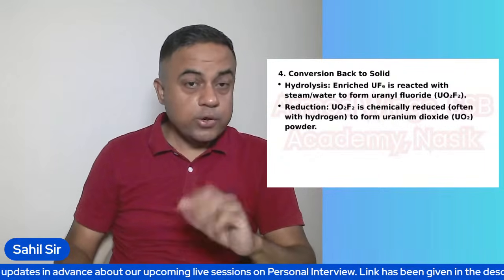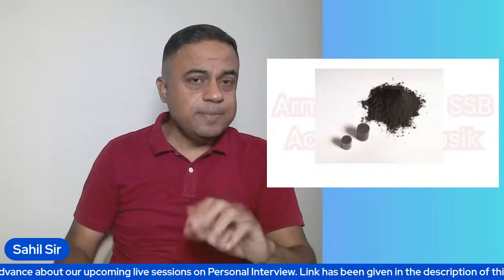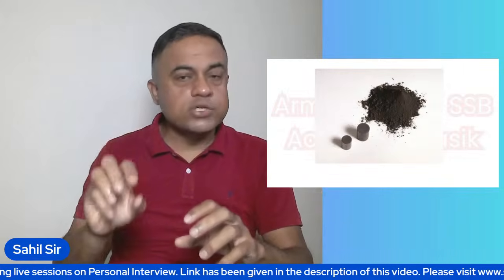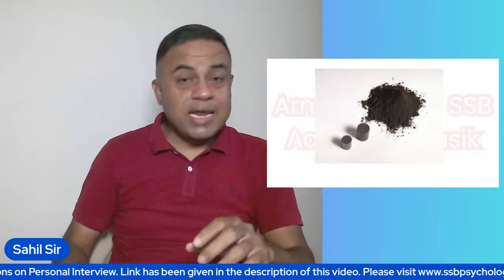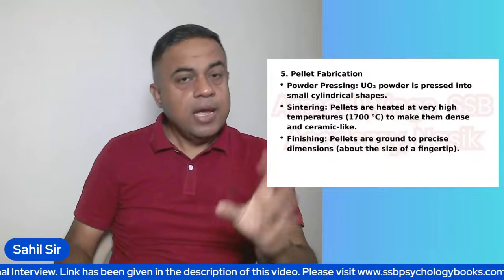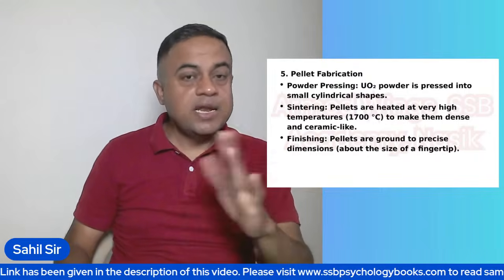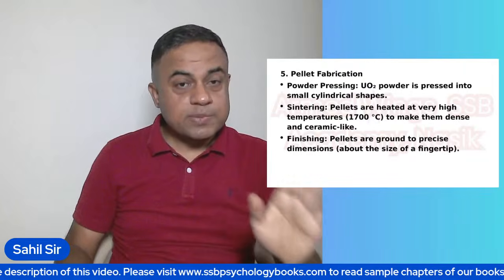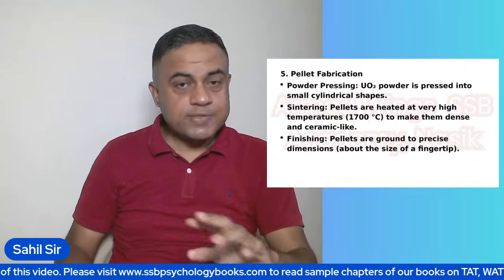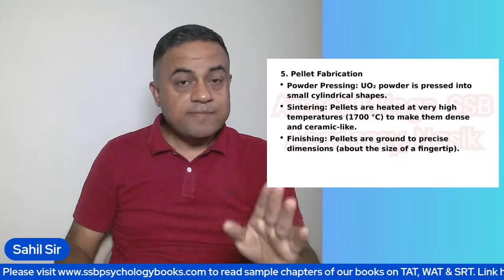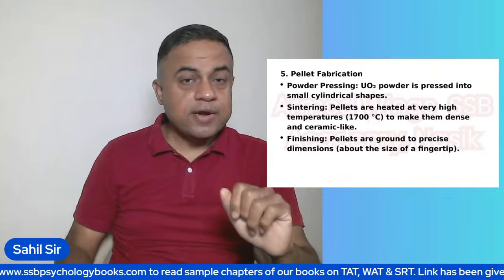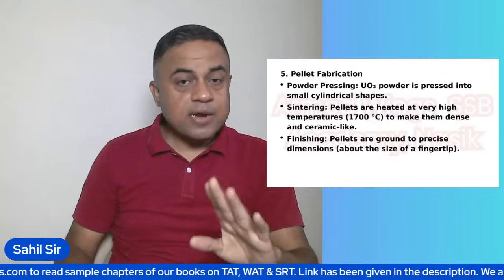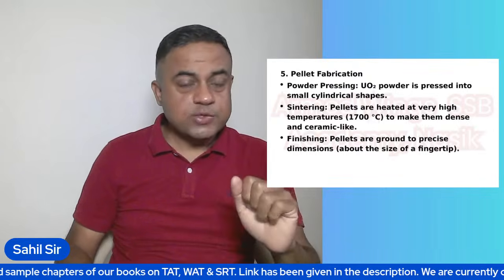This uranium oxide powder is slightly blackish in color. This is what the powder looks like. From this powder, we make pellets, which you can see in this picture. Pellet fabrication: powder pressing. UO2 powder is pressed into small cylindrical shapes. Then pellets are heated at very high temperatures of around 1700 degrees Celsius to make them dense and ceramic-like. Then pellets are ground to precise dimensions, about the size of a fingertip.